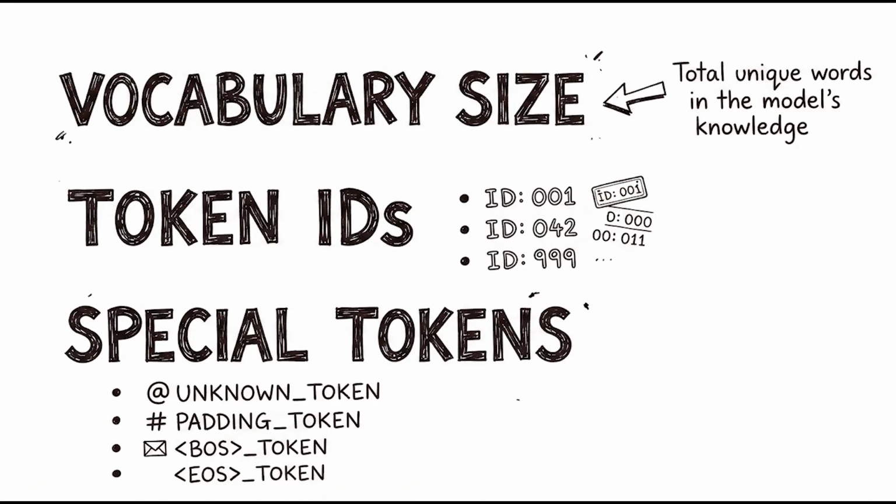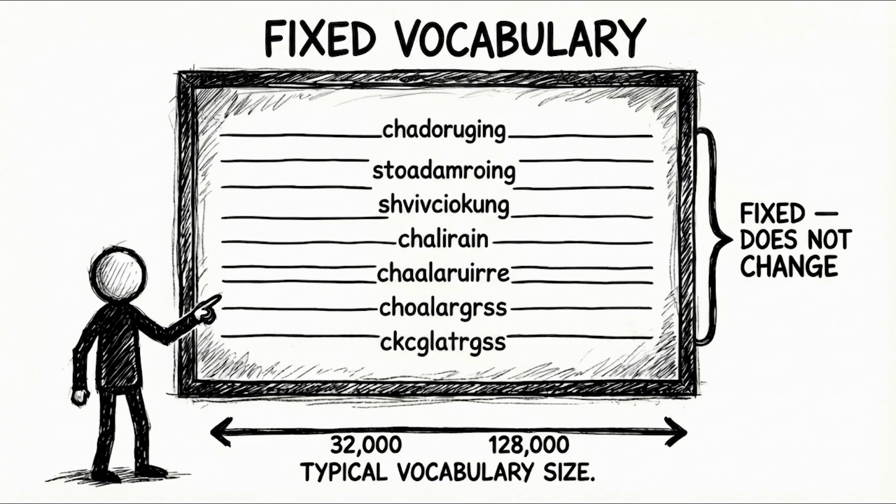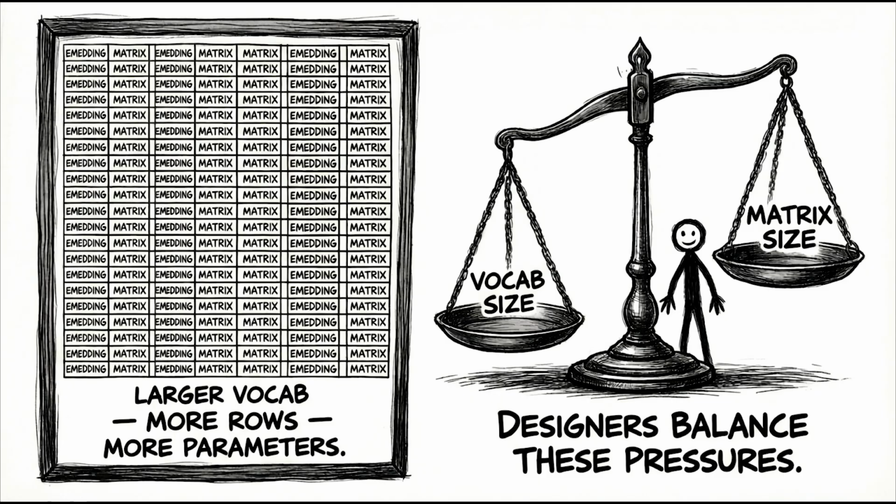Let's look at vocabulary size, token IDs, and special tokens. Every tokenizer has a fixed vocabulary, typically somewhere between 32,000 and 120,000 tokens. The vocabulary size reflects a deliberate trade-off. A larger vocabulary produces shorter sequences, which reduces compute in the transformer, but it also means a larger embedding matrix and more parameters to train. A smaller vocabulary keeps the model lighter but produces longer sequences. Tokenizer designers pick a size that balances these forces for their use case.